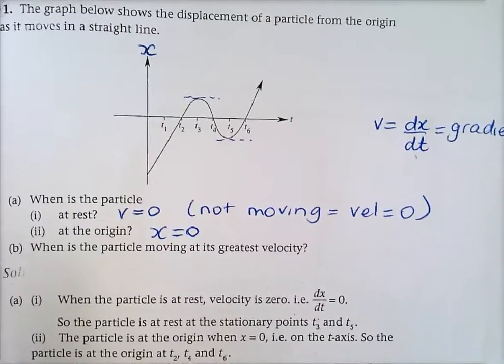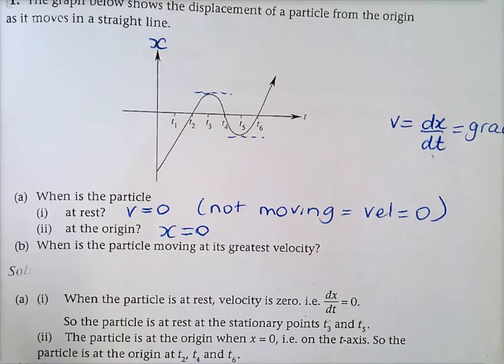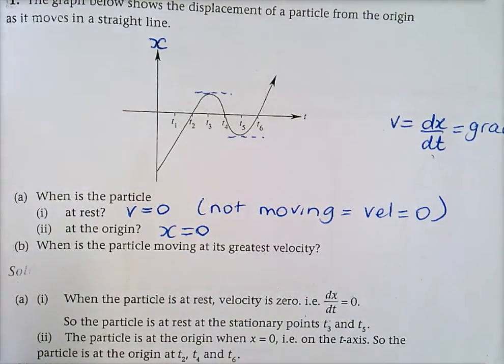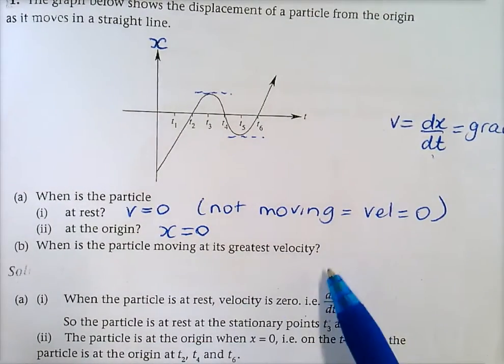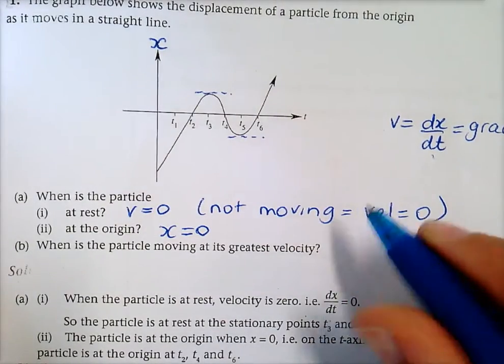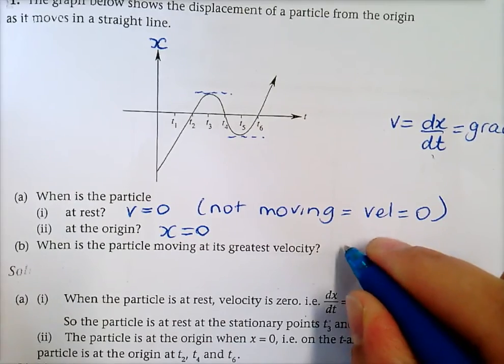And the last one says, when is the particle at its greatest velocity? What they want here is greatest velocity. Positive 60 is different to negative 60. So I want the positive direction, positive velocity to be the greatest. If you had to choose between positive 60 and negative 60, you'd choose positive 60 because it's the greatest velocity. They're not asking for the greatest speed. So when is the particle moving at its greatest velocity?